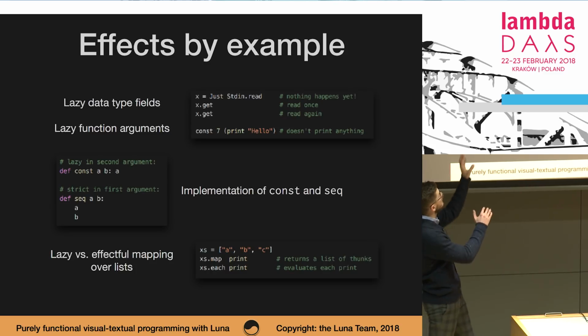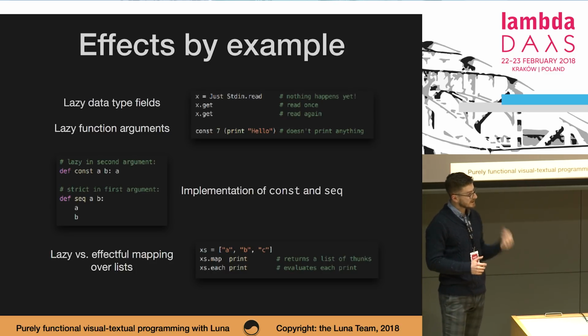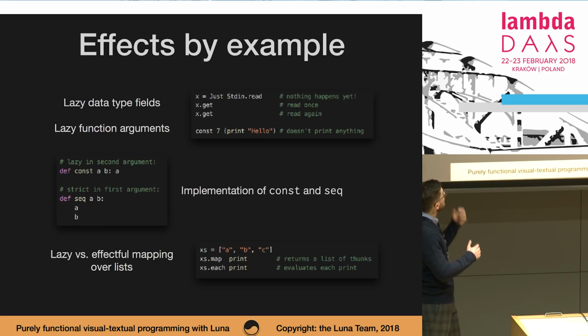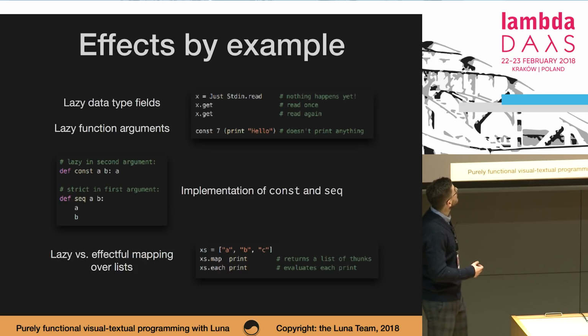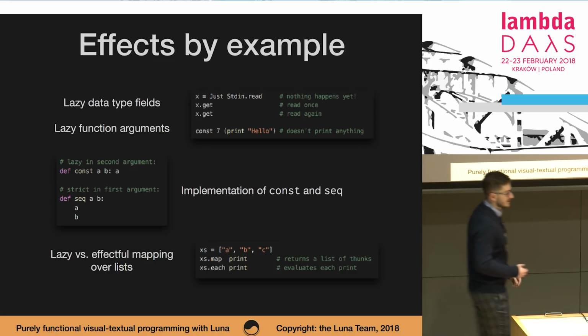But then we are calling get to extract this value from just. And it needs to actually evaluate the read. So it will read twice, right? Just as you call it twice. Then the function arguments, we have the const function that will just return its first argument. And it will not print anything, right? If it was eager, it would print hello. But it's not.